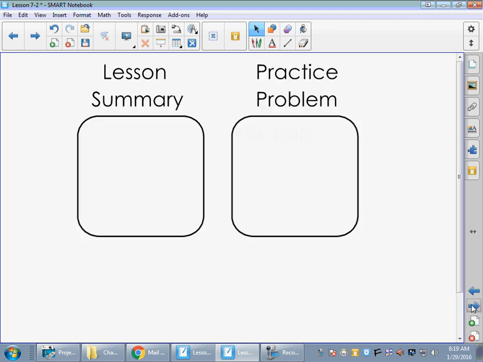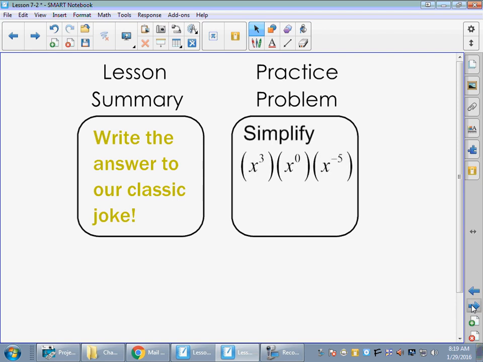So, to end the lesson, first of all, instead of telling me something about division and properties of exponents, write the answer to the classic joke. That's all you got to do. However, practice problem, I want you to simplify that problem. X cubed times x to the 0 times x to the negative 5. It's a lot like example number 9 if you need to refer back.